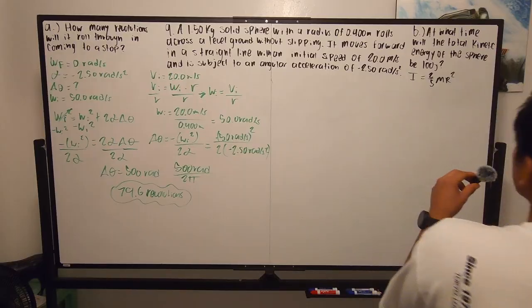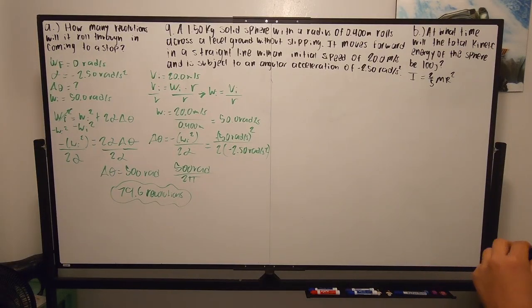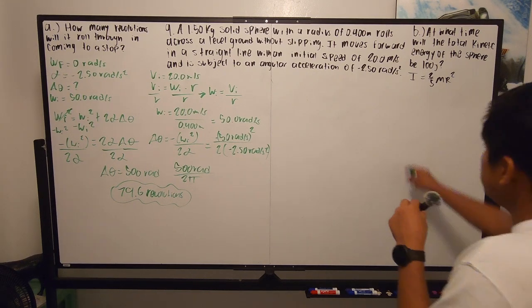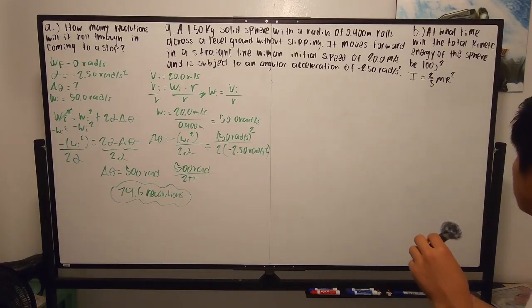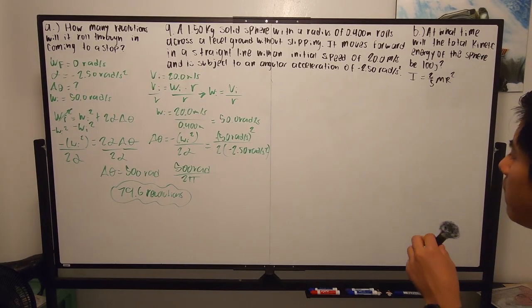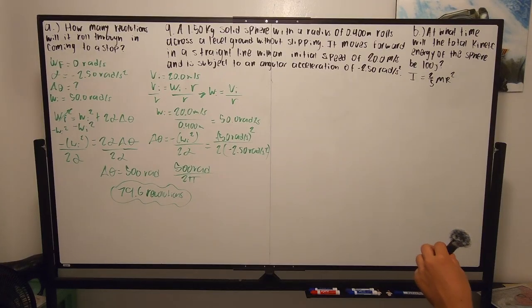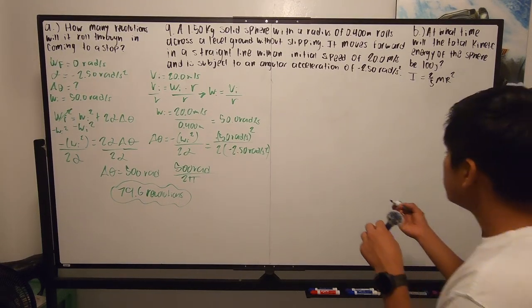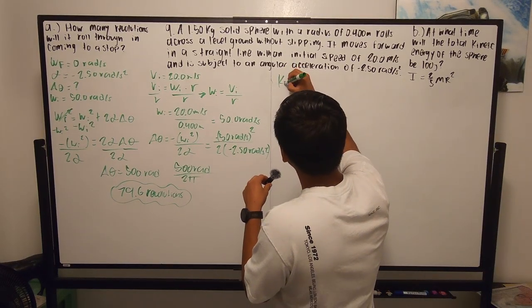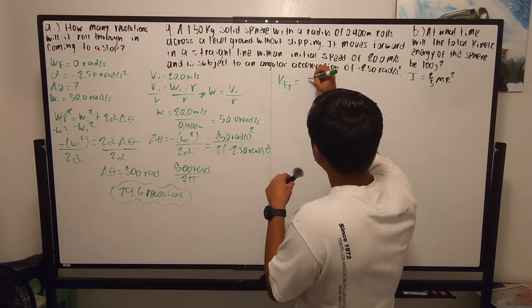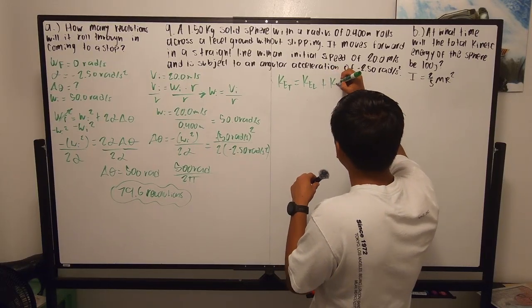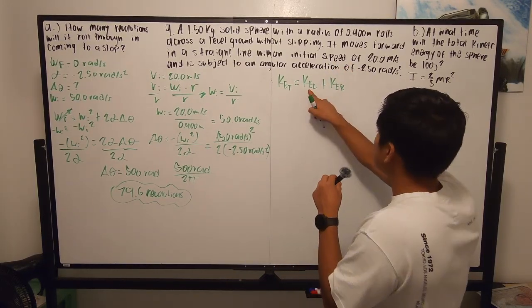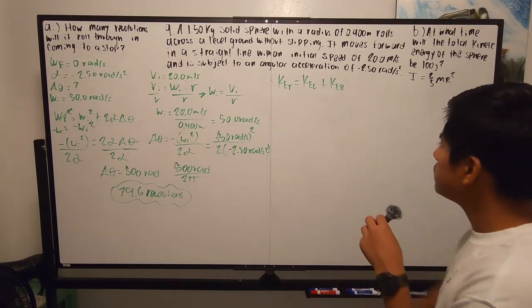Now, part B is asking us at what time will the total kinetic energy of the sphere be 100 joules, and the moment of inertia of this sphere is 2/5 m r squared. So to get the time, we're going to set up an equation for this. We know that the total kinetic energy, which I'll call KE total, is equal to the linear kinetic energy plus the rotational kinetic energy.